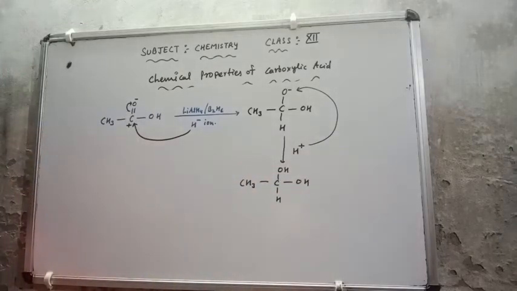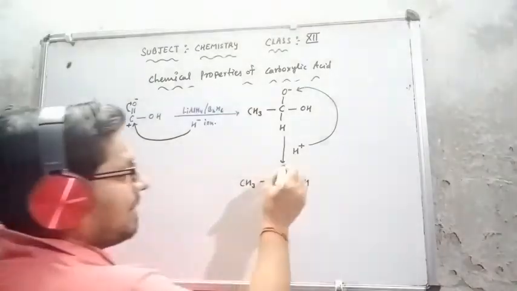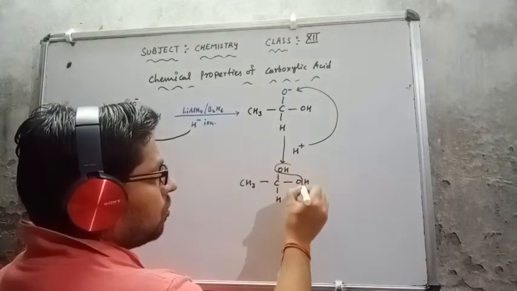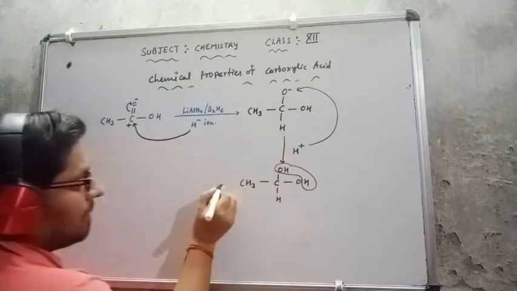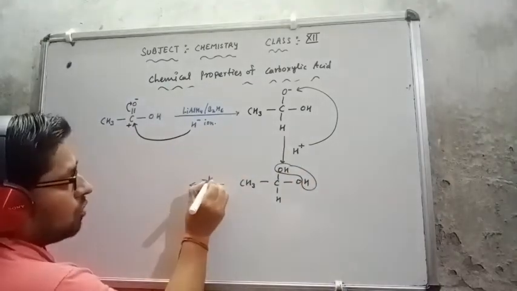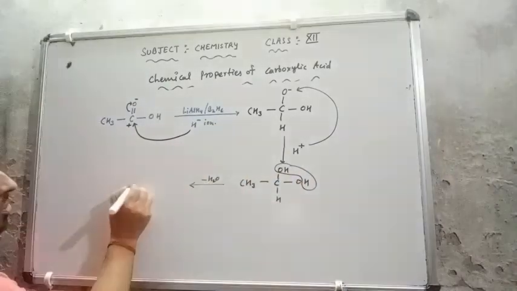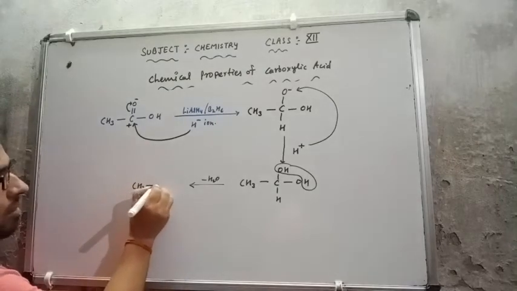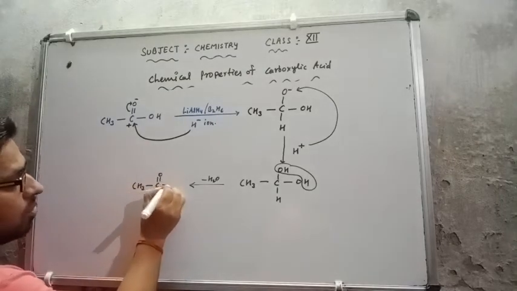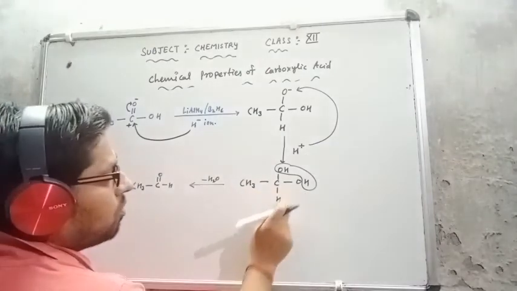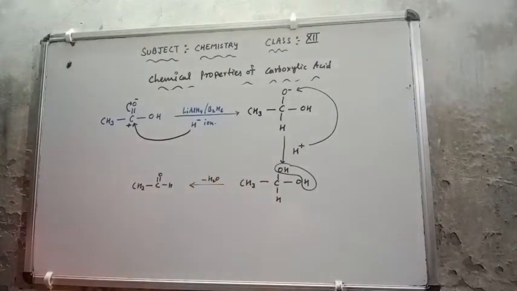Now after that, the water molecule is going to be eliminated. How? This OH is going to be eliminated. So H2O is eliminated from here, and the product we are getting is CH3 single bond C, double bond O, single bond H, CH3CHO. This is the aldehyde we are getting.